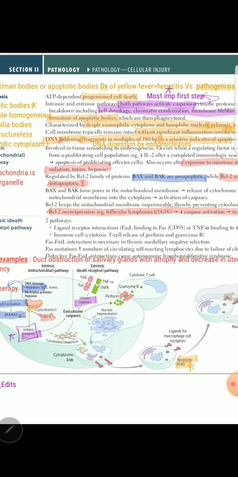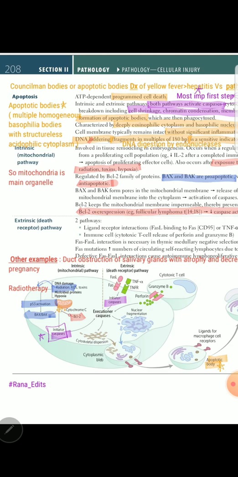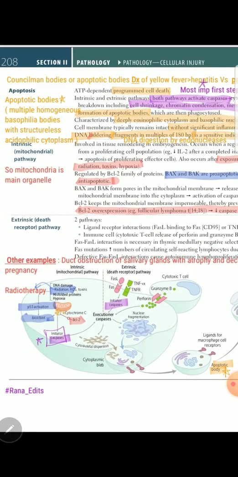And then we will go to the mechanism now. That is, it has two mechanisms, intrinsic as well as extrinsic. So within the cells and outside the cell, and both pathways trigger and activate caspases. That is the most important first step in activation of apoptosis. So here we are. The intrinsic pathway is the mitochondrial pathway, and the extrinsic pathway is the death receptor pathway.